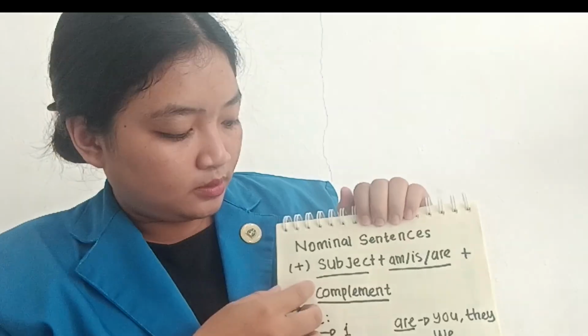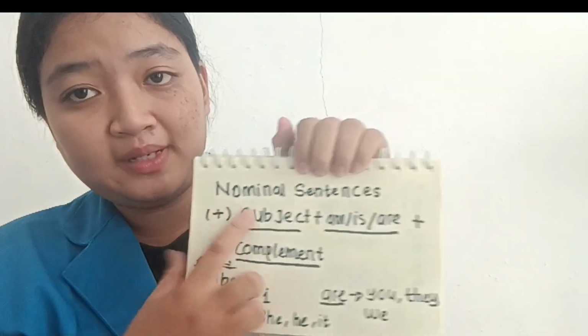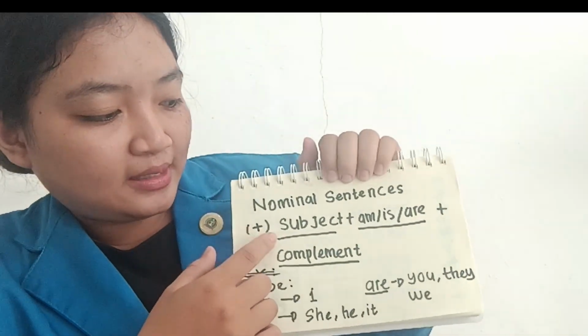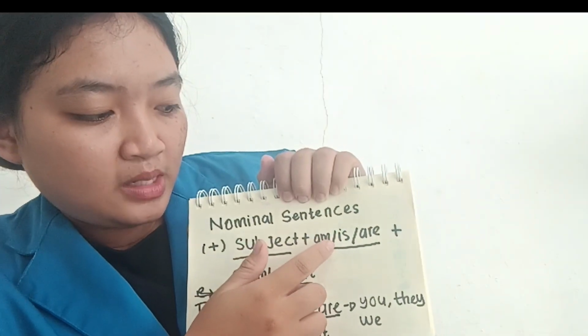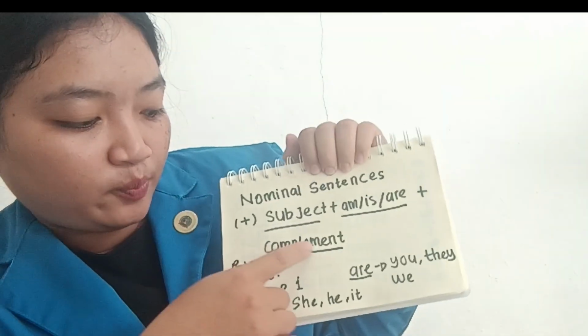Now we move to nominal tense. Nominal tense in a simple present tense uses the verb to be, is, am, are, instead of an action verb. Nominal sentences are used when the subject is not performing an action but simply describing a state or existence. For the positive nominal sentence, we have the formula: subject plus to be (am, is, or are) plus a complement.